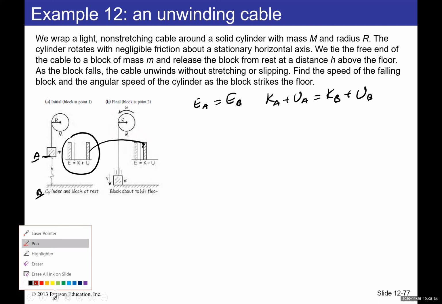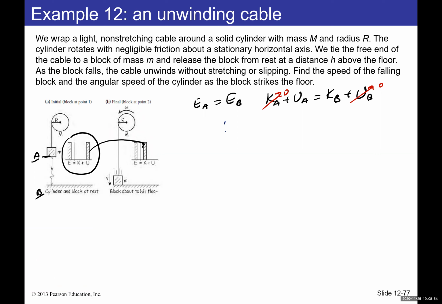It can be very simplified because we start from rest. Both the block and the pulley start from rest. There is no kinetic energy at all. And then when it hits the ground, all the potential energy has been converted to kinetic energy. That means there is no potential energy at point B. So as you can see, this simplifies to potential energy at point A completely converted to kinetic energy at point B.